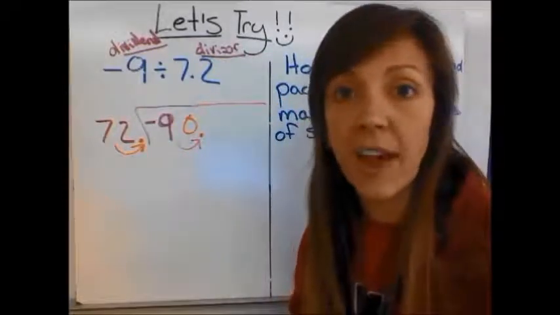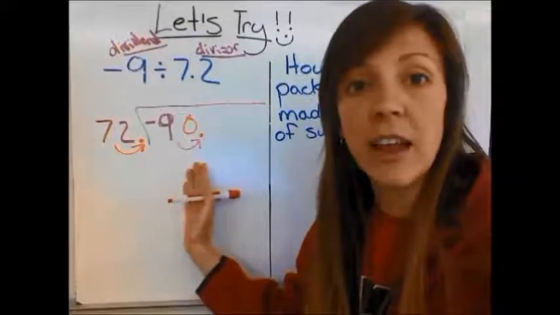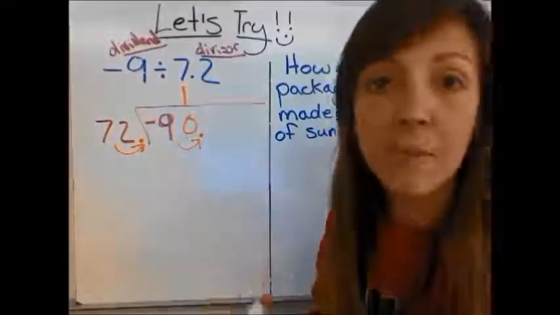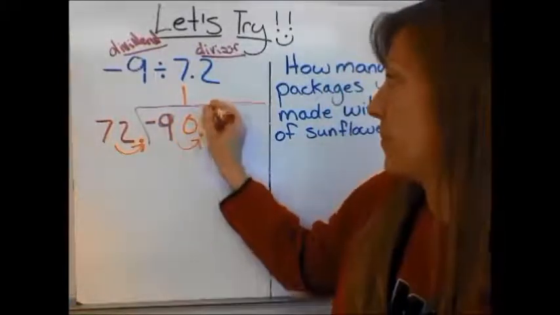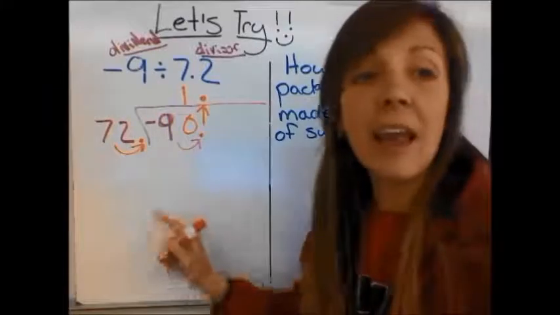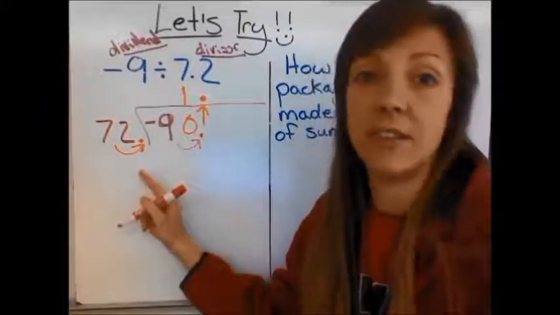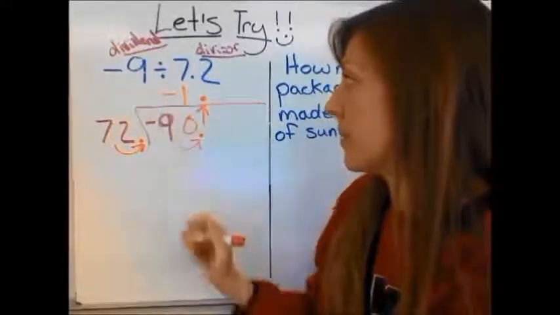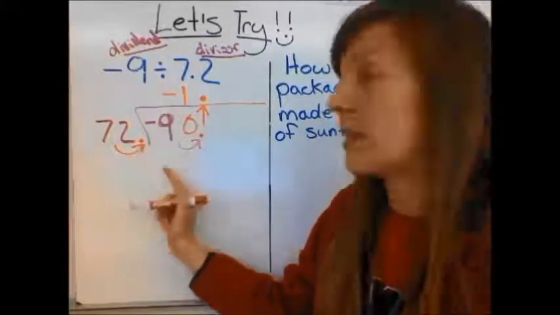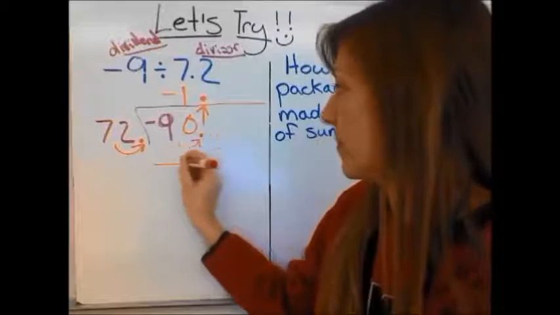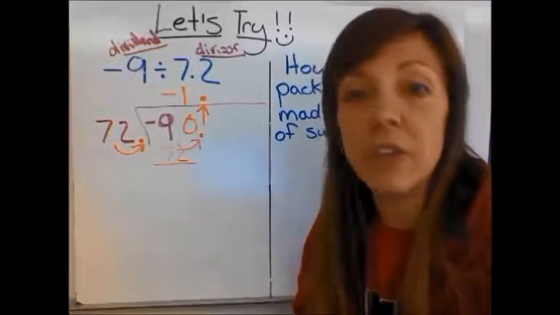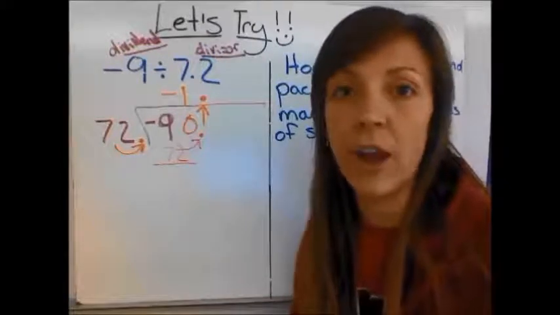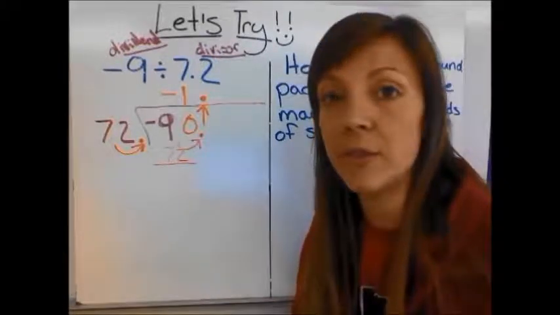At this point, I'm going to go ahead and divide. 72 goes into 90 one time. I'll bring my decimal straight up. And I know that a negative divided by a positive is a negative. I'm going to go ahead and put my negative sign so I don't forget it. 1 times 72 is 72. 72 from 90, and at this point I'm ignoring my negative signs. I'm just going to do regular subtraction. 90 take away 72 is 18.